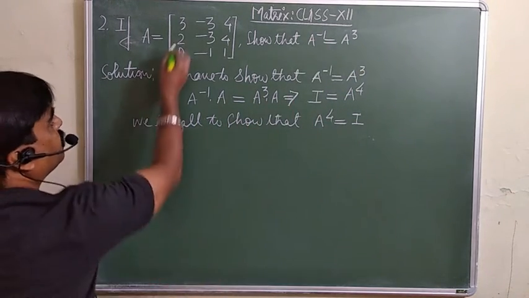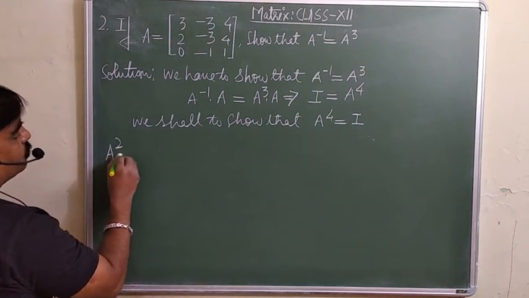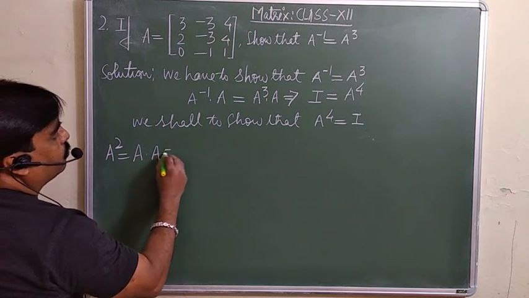So you have to find out first, here is the A. So you have to find out the A square. A square means A into A. You have to find that out.